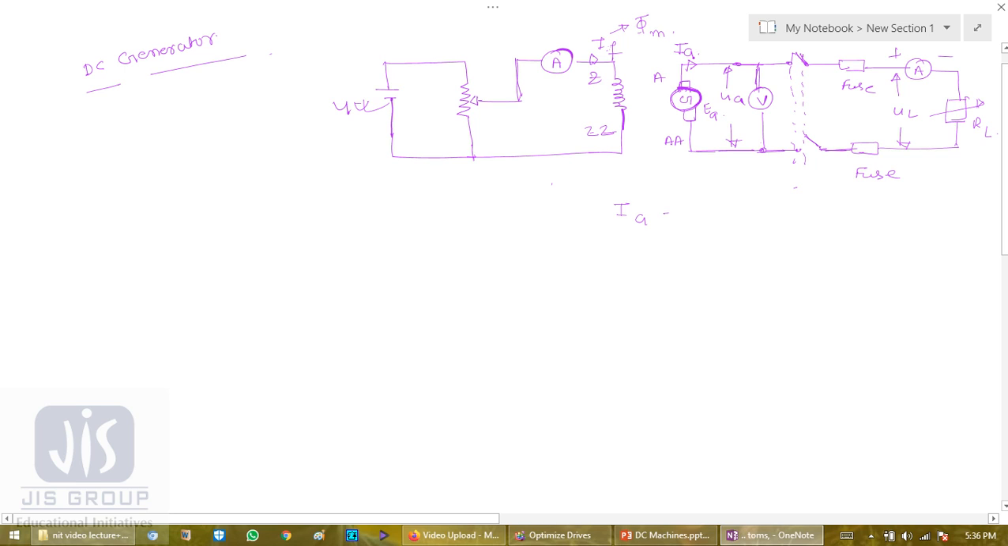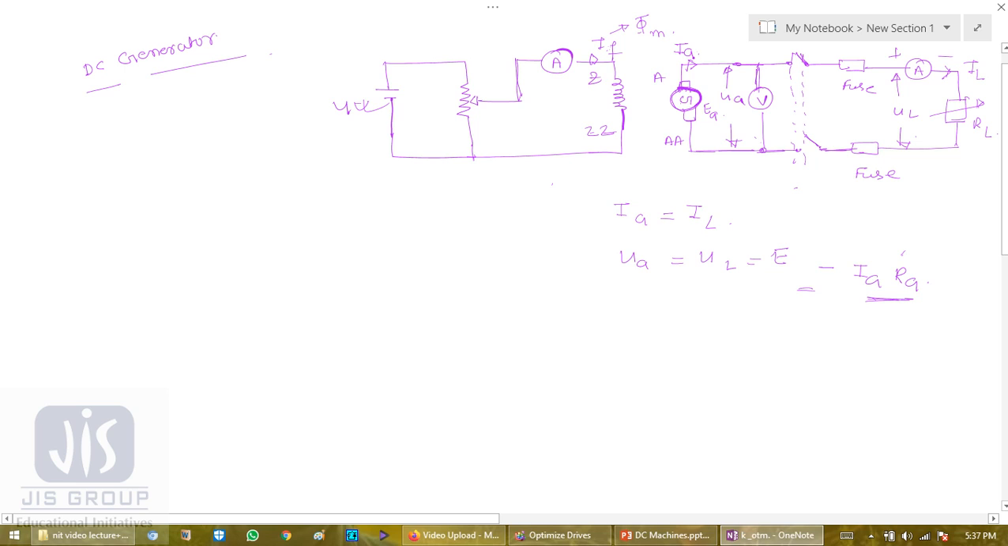IA, this current is also flowing, this is also the load current, we can write it down IL. So IA equals IL, and UA and UL are parallel voltages, so these are the same, UA equals UL, and this equals E minus IA RA. E is the induced voltage, IA is the armature current, and RA is the resistance of this armature.